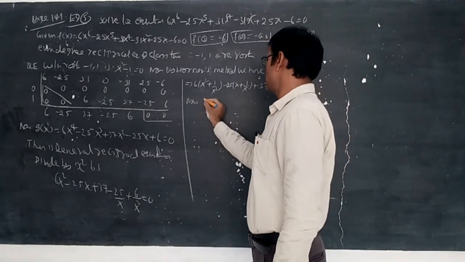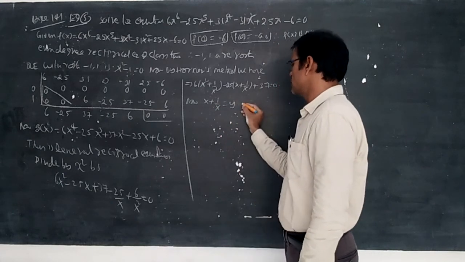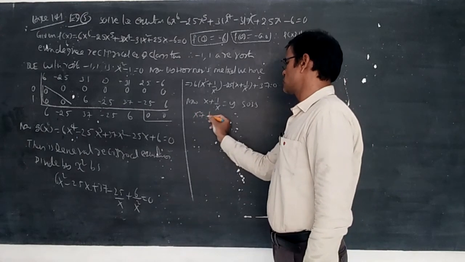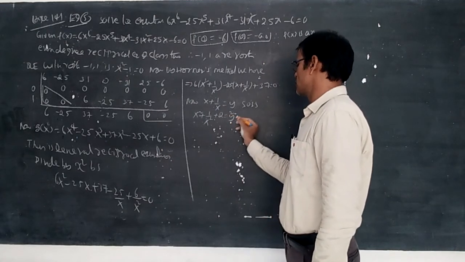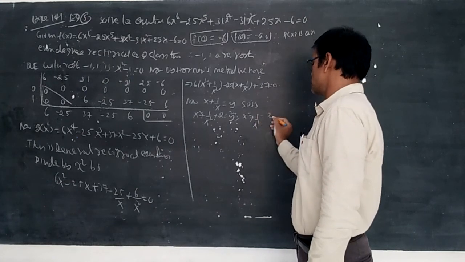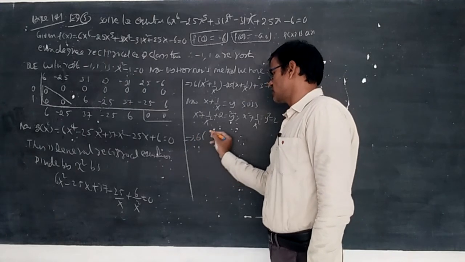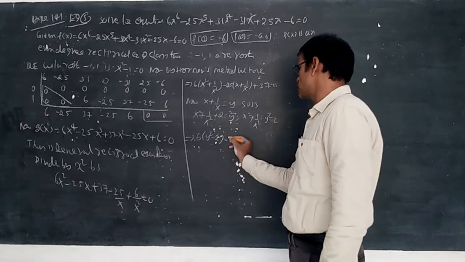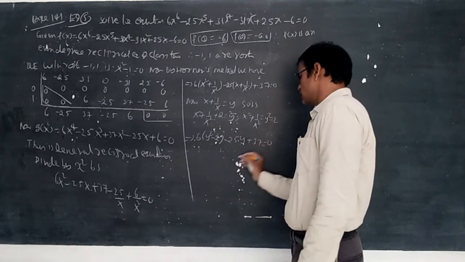Now this is the method we have done. Put x plus 1 by x equal to y, squaring both sides. You can understand here x square plus 1 by x square plus 2 is equal to y square. So x square plus 1 by x square is equal to y square minus 2. That implies you can write the equation as 6 into y square minus 2 minus 25y plus 37 equal to 0.